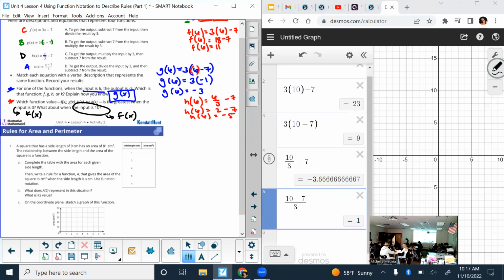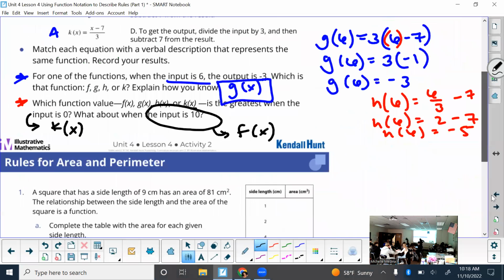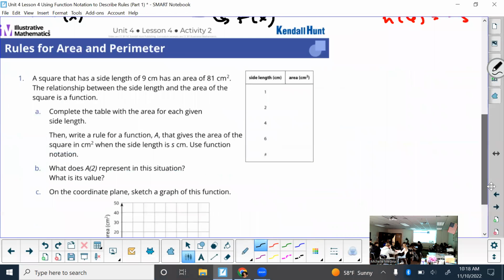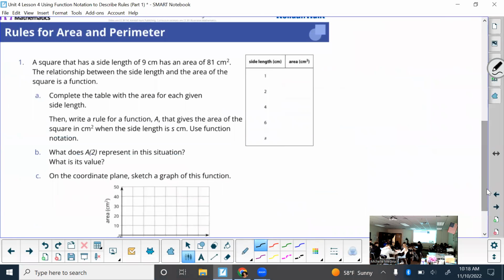The only way to know for sure is to plug it in and then compare the numbers. You could assume, but you all know what assuming does, but the 23 is definitely the greatest out of the 4 answers when the input is 10. So questions on that? All right, we're almost done. We just have this problem, which is a really great test question.